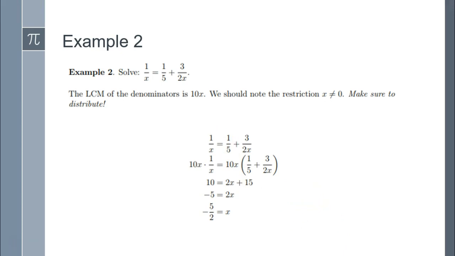So the process is the same whether you have variables or numbers in your denominator. You find a least common denominator, multiply every term, and reduce your fractions to do what we call clearing the fractions.